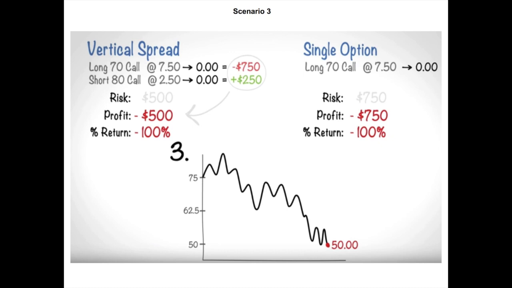Now your short 80 call was profitable because your stock stayed under $80. So therefore you'll keep your $250, which makes a net profit of negative $500, which is a 100% loss since you put in $500 for this trade.